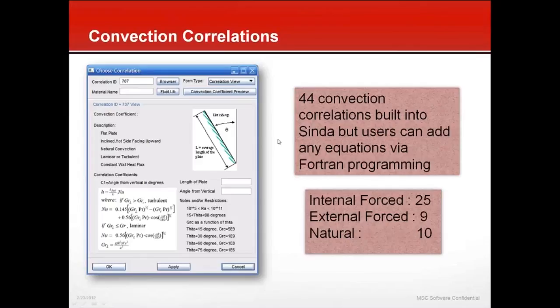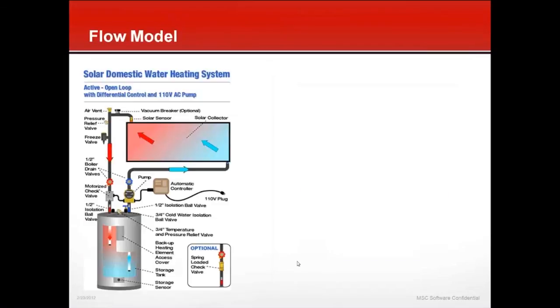We actually create it as a material and attach that material in place of a constant H value that you'd normally put into a field for a finite element modeler, like Nastran thermal or something. But we have 25 internal forced convection routines, 9 external ones, and 10 natural convection routines.